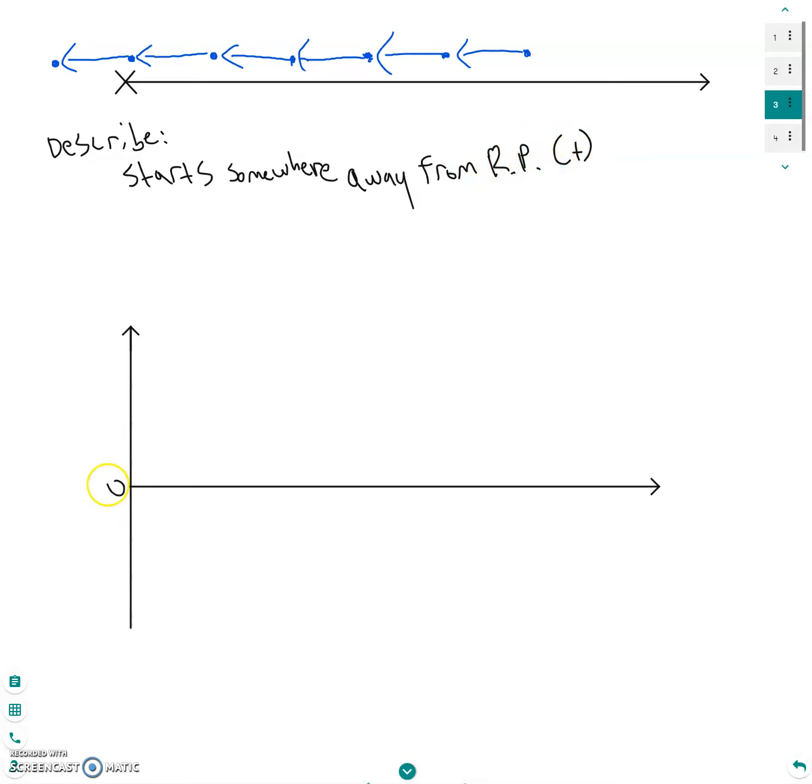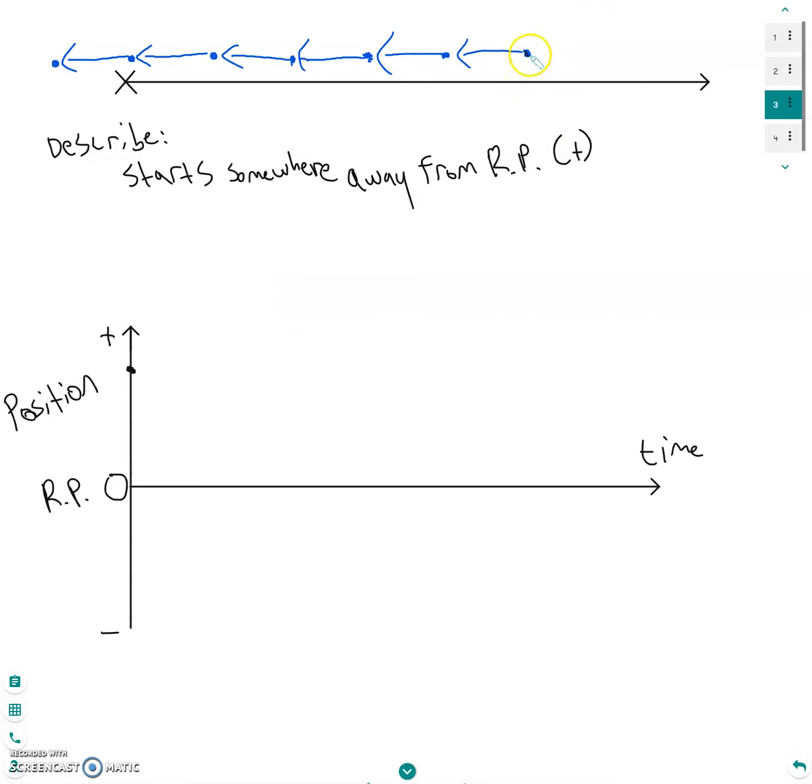Okay, so if this is 0 and 0 is our reference point, this is the time graph, this is the position graph. You have my apologies, O's are hard. Okay, we know that this is the positive direction, we know that this is the negative direction. So we start somewhere away from the reference point. So let's say we're going to start right here on our graph. Okay, that's going to be this place right here.